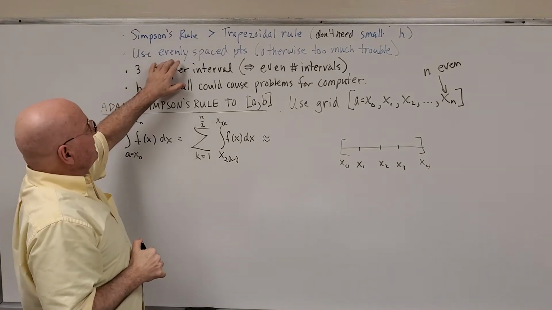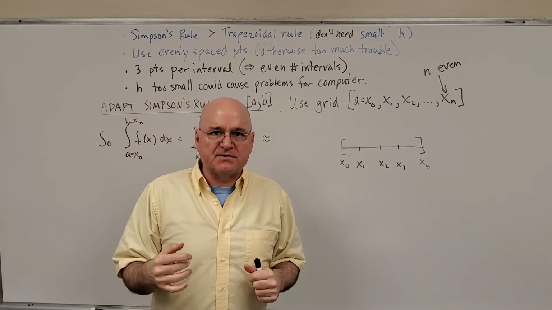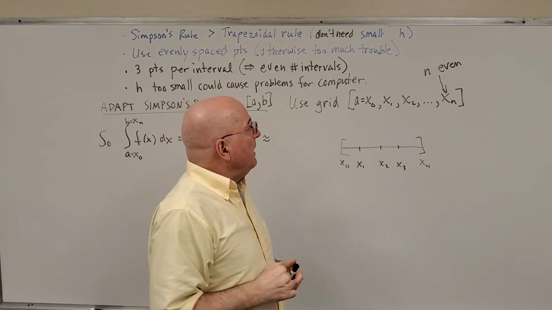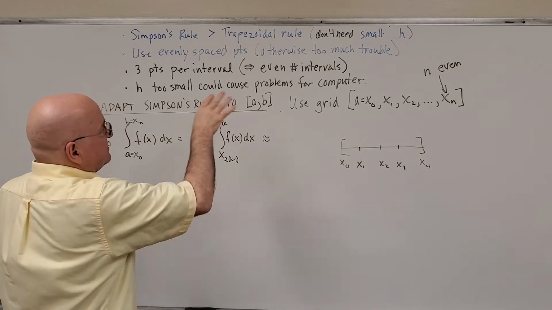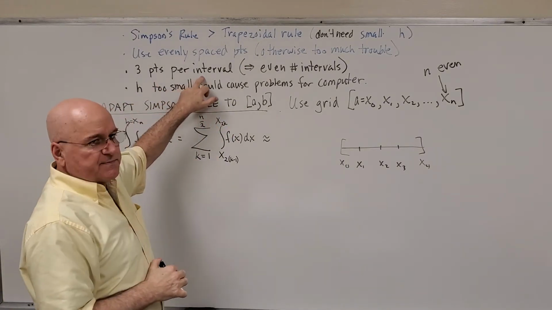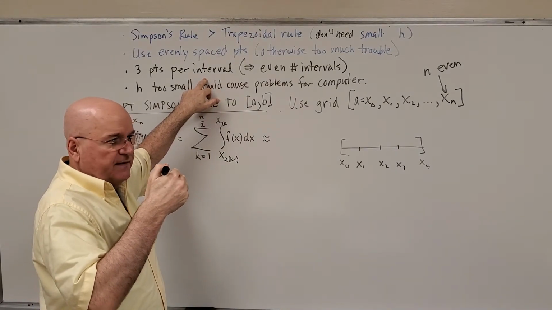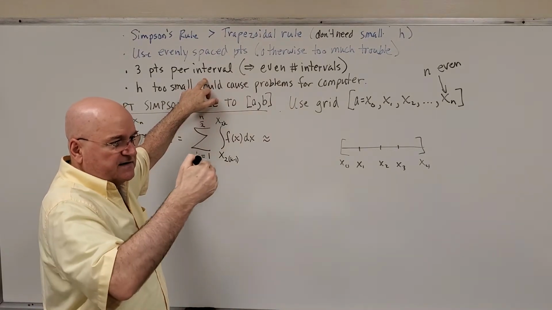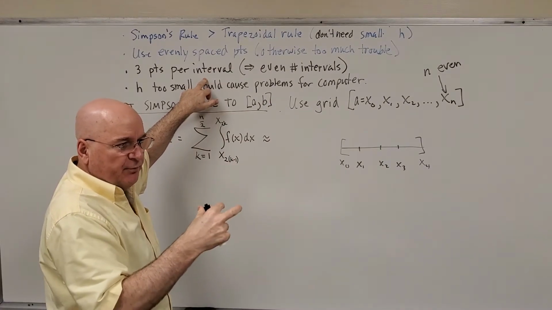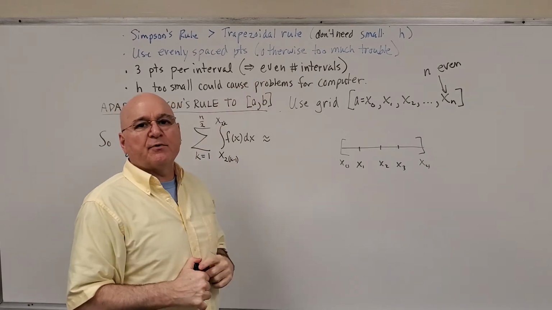It does require that you use evenly spaced points. Well, it's not an absolute requirement, but it just makes it much easier. Yeah, it'll get more complicated if you don't. We have 3 points per interval. So 3 consecutive points like x_i, x_i plus 1, x_i plus 2, 3 points in a row will make an interval. It requires an even number of intervals.